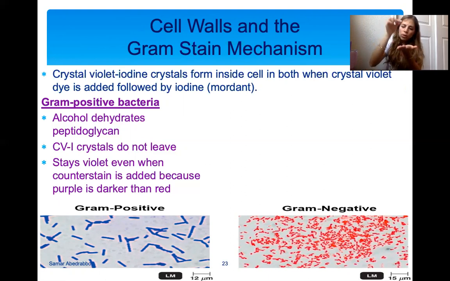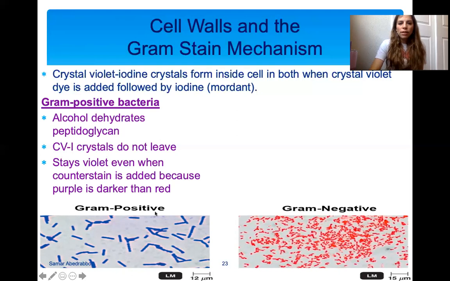It's just a liquid. You squeeze a little of iodine on it. Iodine helps the primary stain, the violet, stick more to the cells. So now your cells are still purple, all your cells. And then you add alcohol. Alcohol dehydrates peptidoglycan. So if you do not have a lot, it ends up causing you to lose the purple color, and I'll talk about it. And then you add a secondary stain, which is red.